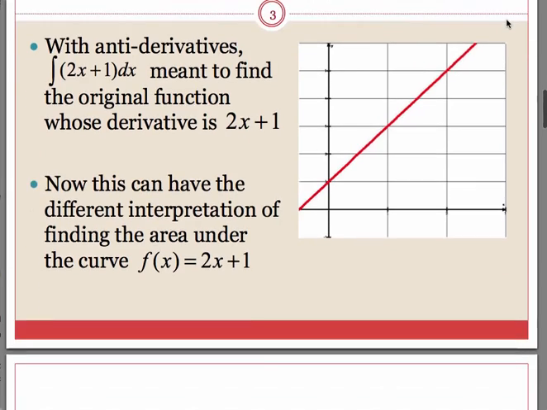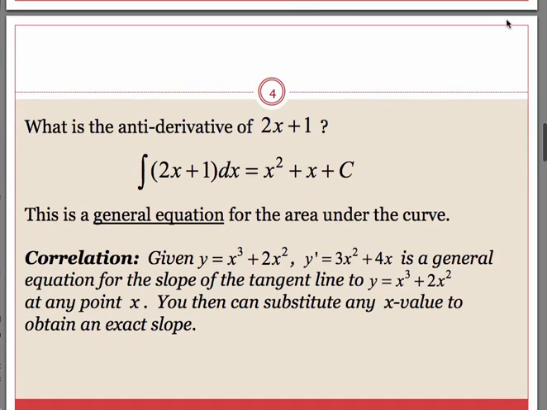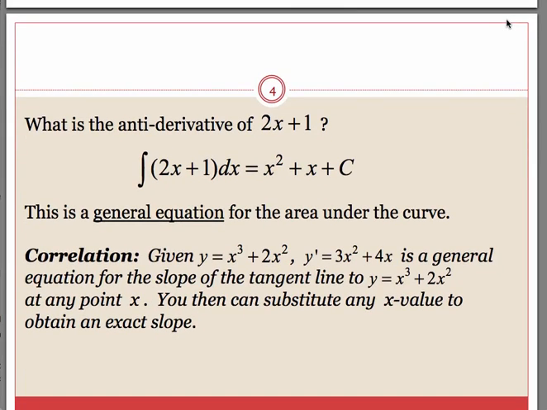If you calculate in your head what the antiderivative of 2x plus 1 is, you hopefully got x squared plus x plus c. And you might remember we referred to that as a general solution. It represents a general equation, though now for the area under the curve.